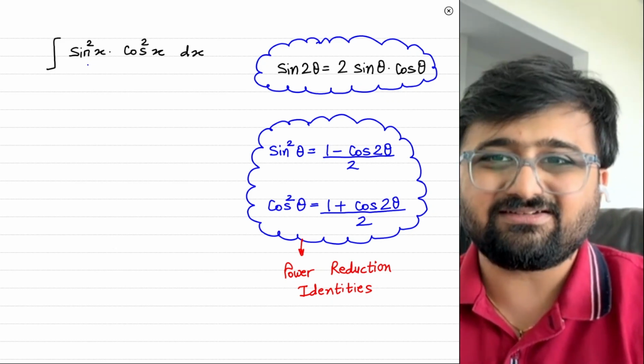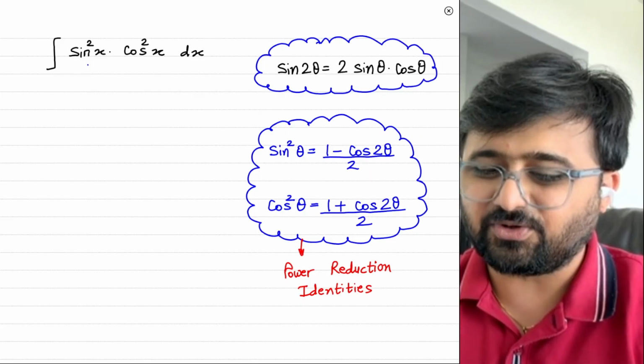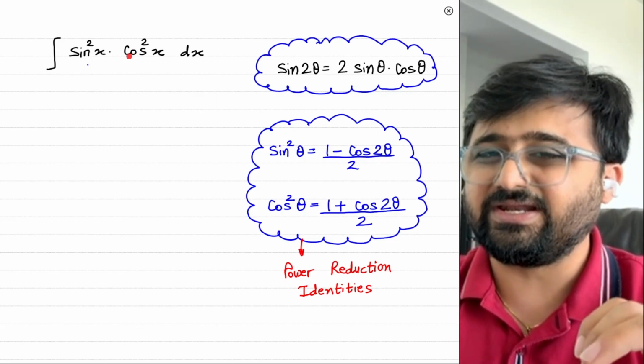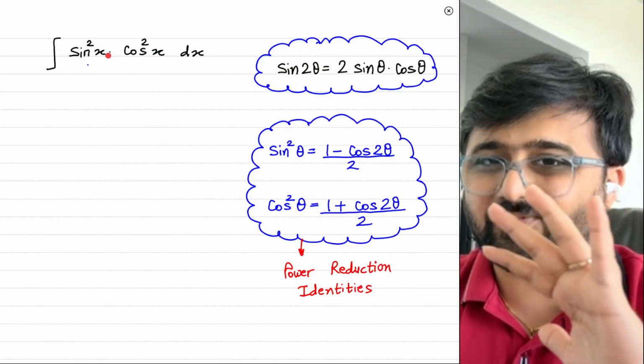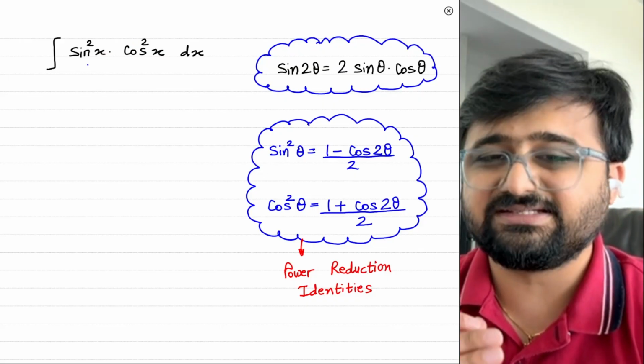Let's solve a very interesting trigonometric integral today, which is the product of sine square and cos square x. It's a very interesting question because, first of all, there is a square and there is a product. So it will be interesting to see how it gets integrated.